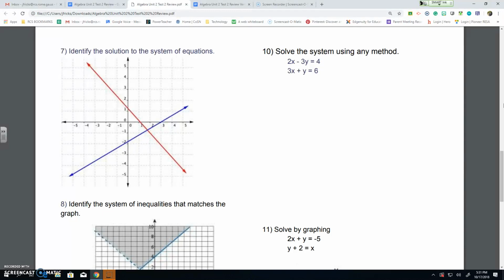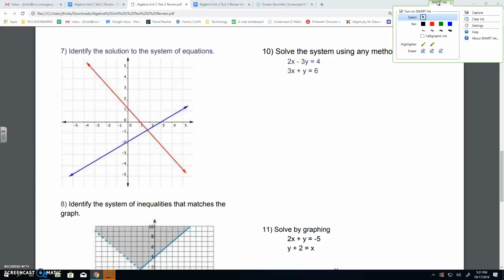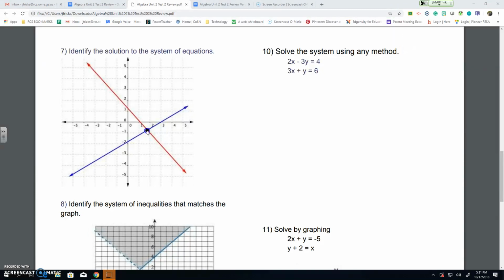Number 7 said identify the solution for the system of equations. This is a piece of cake. All you have to do is look at the point that is intersecting. The location where these two lines intersect is right there. On the test, there will be a perfect point that you'll apply. It'll be exact, like 1, 2 or something like that.